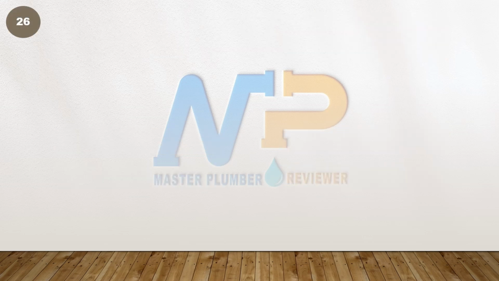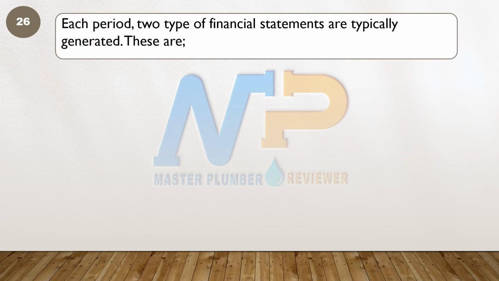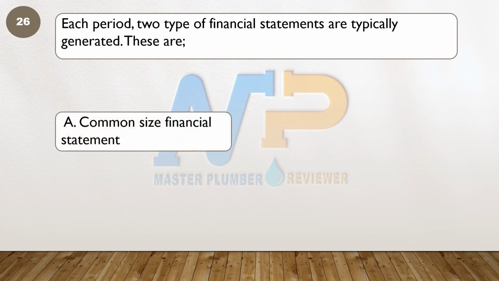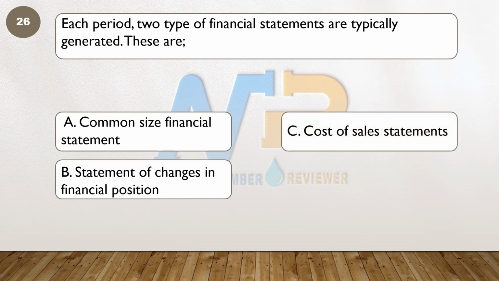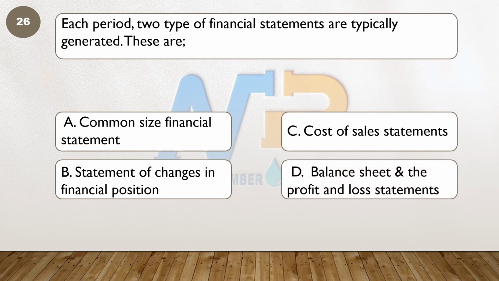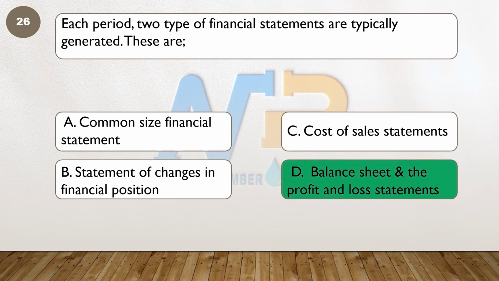Number 26. Each period, two types of financial statements are typically generated. These are A. Common size financial statement, B. Statement of changes in financial position, C. Cost of sales statements, D. Balance sheet and the profit and loss statements. The answer: it's D. Balance sheet and the profit and loss statements.